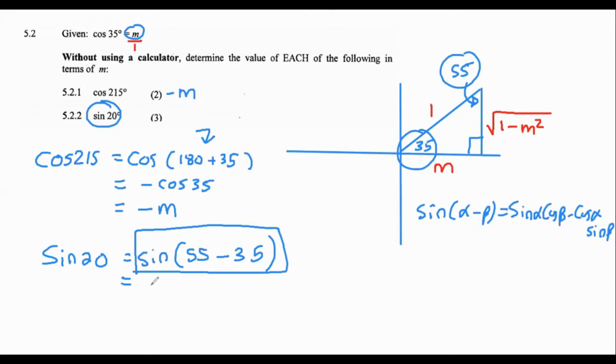And so this can become sin of 55 cos of 35 minus the cos of 55 times the sin of 35. Guys, so for those of you that are wondering about cos 70, yes, you definitely can use a cos 70. I'll show you how to do that now.